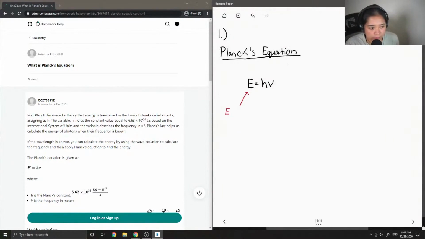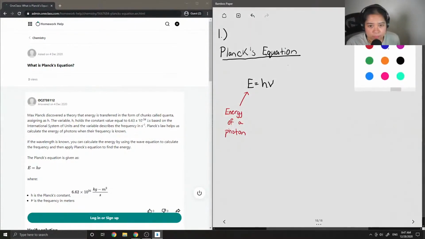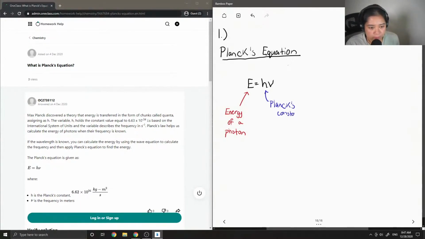So E is the energy of a photon. And H is just Planck's constant. So I'll write down its value as well, which is 6.626 times 10 to the negative 34 joules times second.